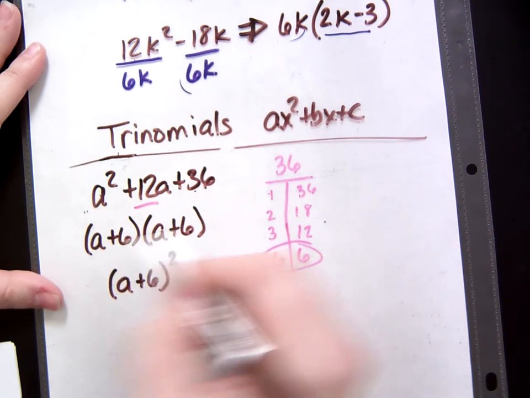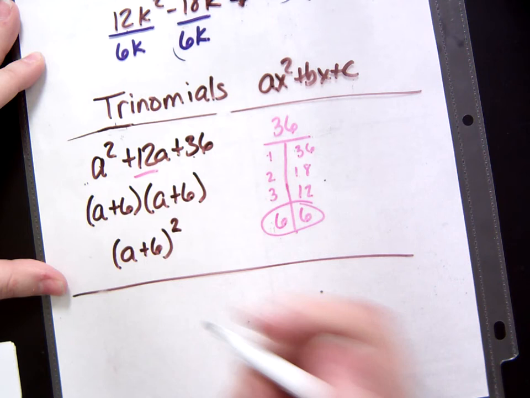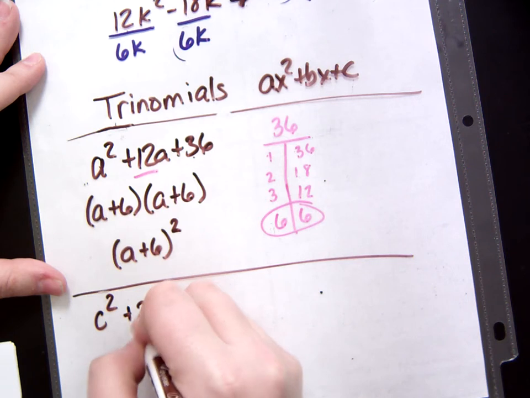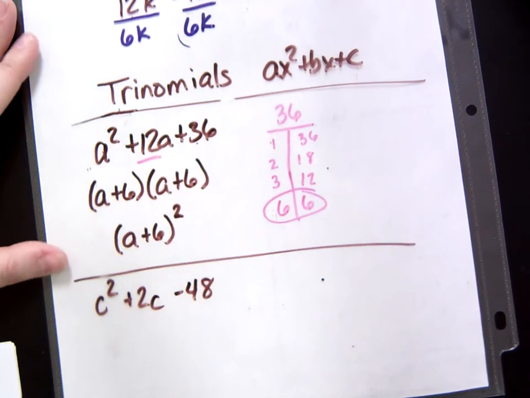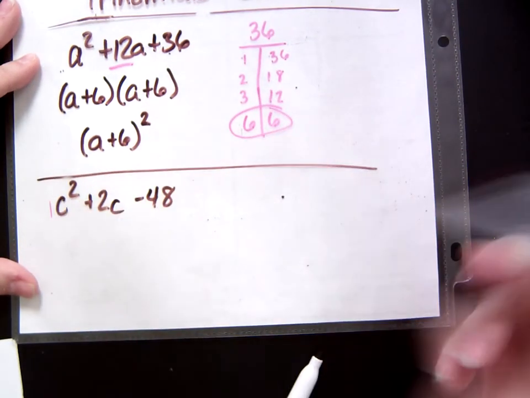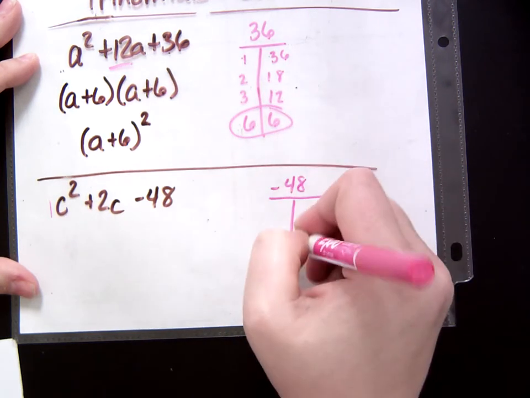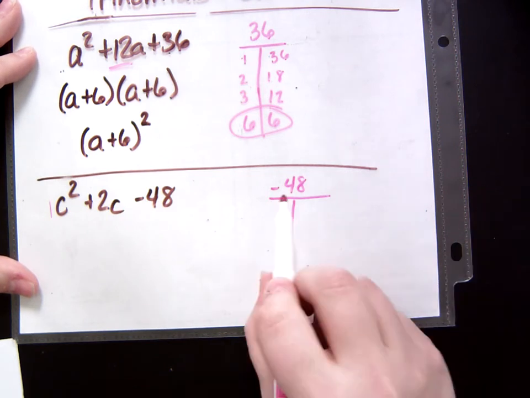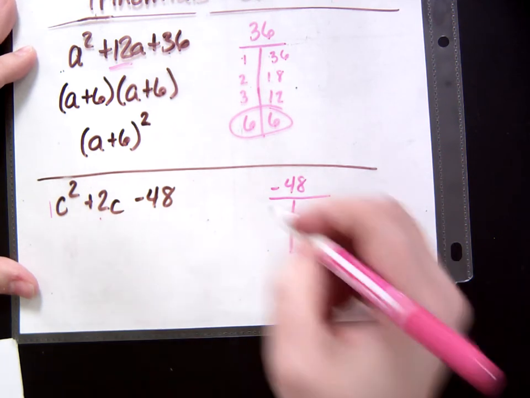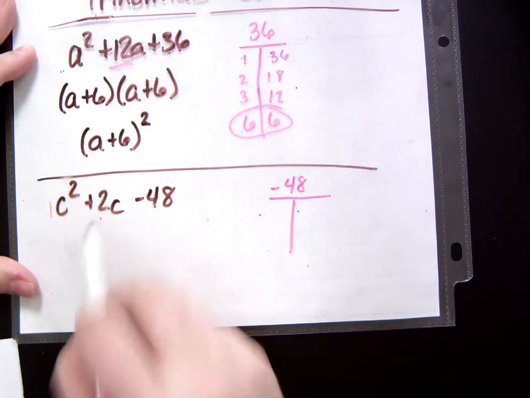Now it's not always going to be like that. Let me show you another example. Let's say I have c squared plus 2c minus 48. You start the same way. You multiply your a and c terms, so 1 times negative 48 gives me negative 48. So now I'm going to start listing factors of negative 48. Now, it needs to multiply to be negative 48, but add to be positive 2. That means one's going to be positive and one's going to be negative. And the bigger one is going to be the positive because it adds to a positive number.